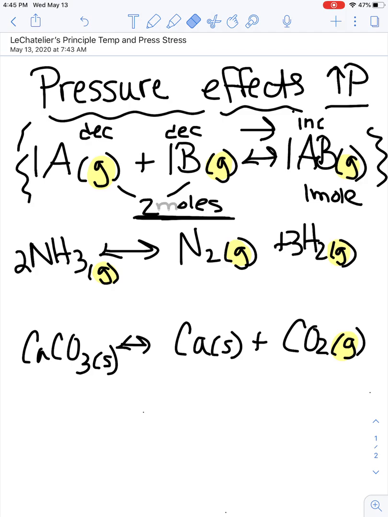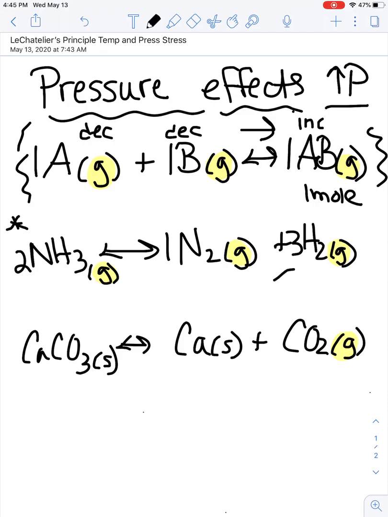Maybe you can figure it out on your own. See if you add pressure to this system right here, the second one that I drew. See if you can figure out which way the system will shift if we increase pressure. And then pause it and then come back.